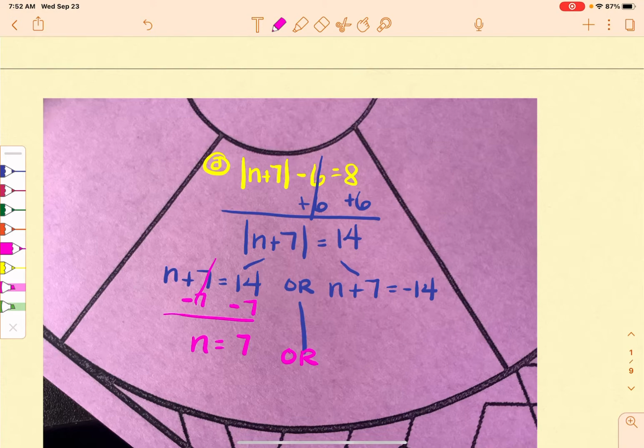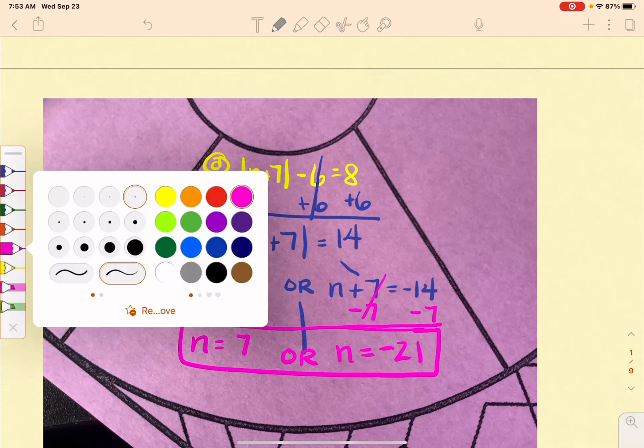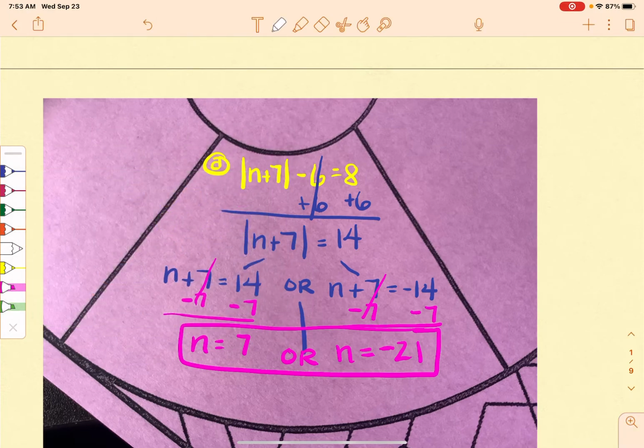Or on this side, because it's plus 7, I'm going to do the same thing. I'm going to subtract 7 from both sides. Negative 14 minus 7 is negative 21. So there is my first piece. Okay, let's go to the next one. We'll do one more that is an equation, and then we'll do the inequality.